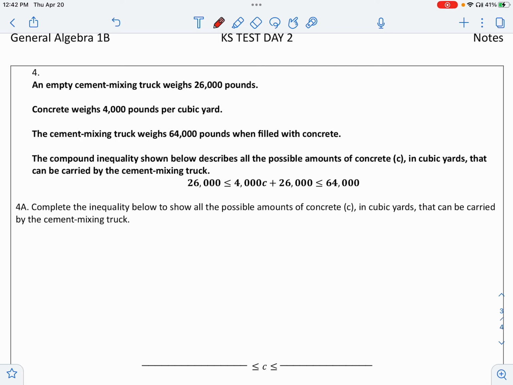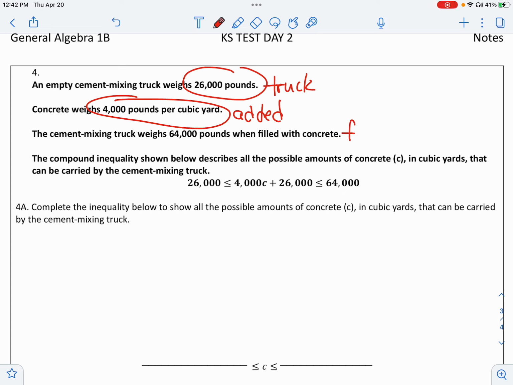An empty cement mixing truck weighs 26,000 pounds. Concrete weighs 4,000 pounds per cubic yard. The cement mixing truck weighs 64,000 pounds when it's filled with concrete. Whew, that was a mouthful. I would draw you a truck, but I can't. So this is the truck. This is what's getting added to the truck per cubic yard. And this is a full truck. That's what all those directions are saying.